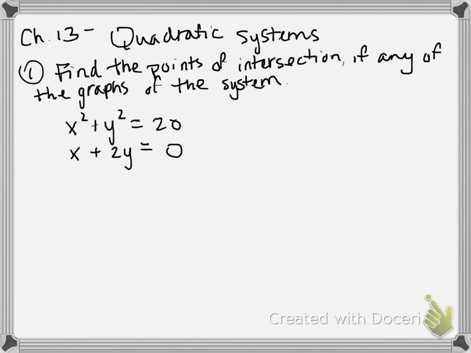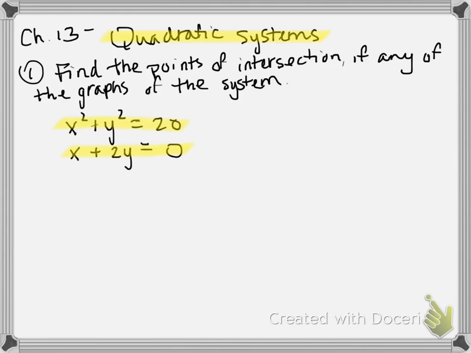The last video for chapter 13. The last thing we talked about in chapter 13 is how to find the intersections of the graphs of conic sections. These are called quadratic systems, so the terms in our systems could be squared. You're going to notice that here I'm trying to find the intersections of a circle and a line.